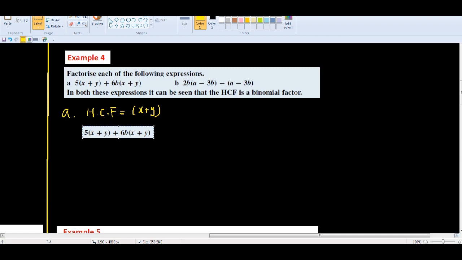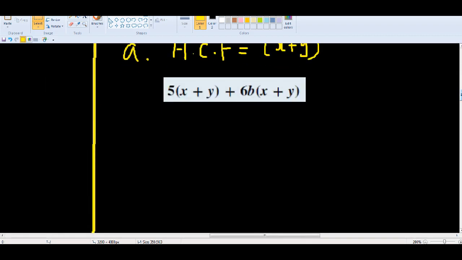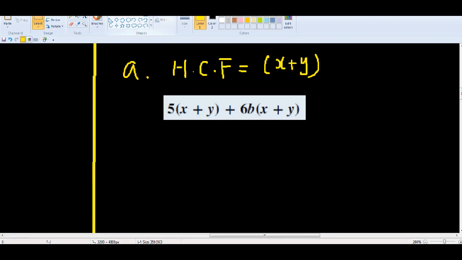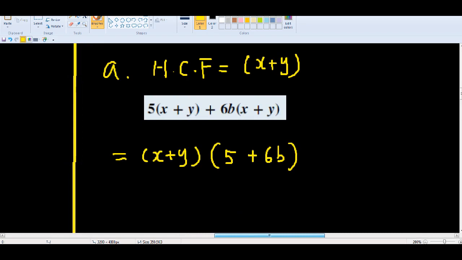Okay, let me further amplify this. So the factorization will be like this. I'm going to take that xy out as a bracket, and then I must leave something behind, right? So after the first term, 5 bracket x plus y, divided by bracket x plus y, what happens? It becomes 5. After the second term is divided by x plus y, what happens? 6b. That's it.